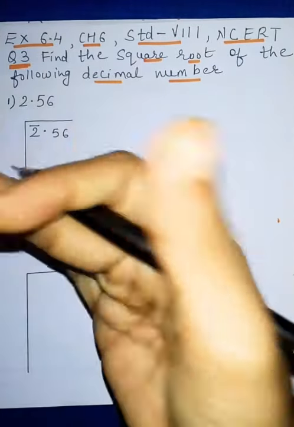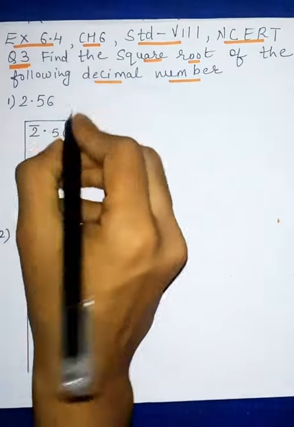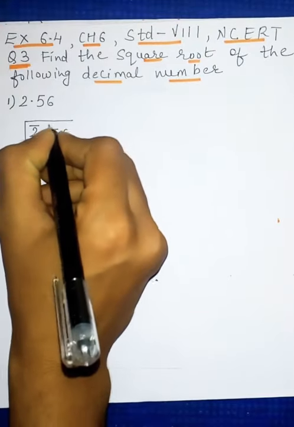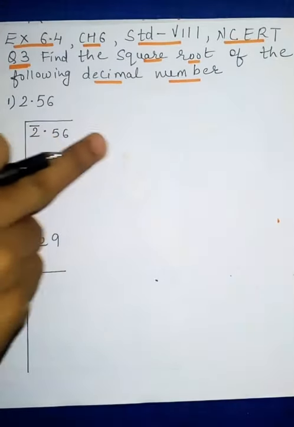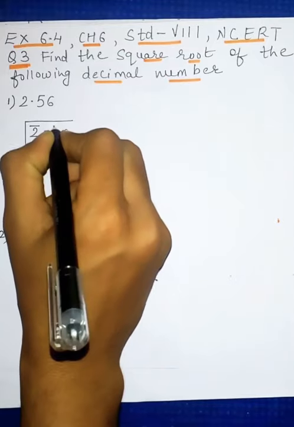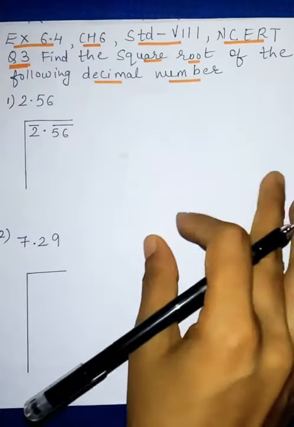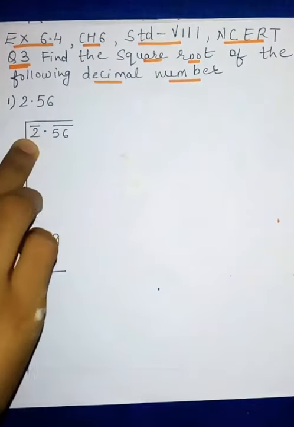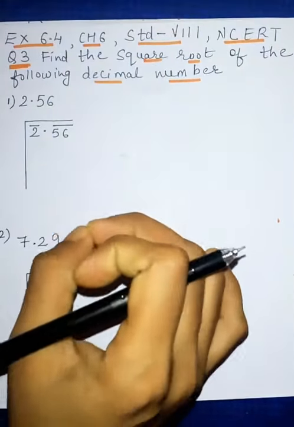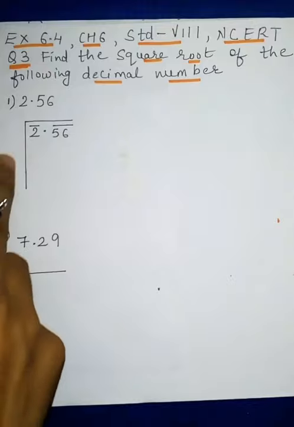Now after the point, we will start drawing the bar. We start from 5 and we go this way, right side. So 2 digits we take, which means this way we will draw our bar. Here 1 digit and here 2 digits. Now just like simple division, we will start dividing.